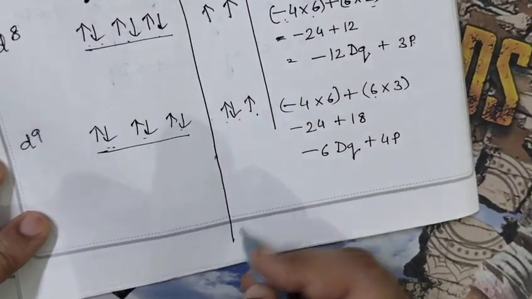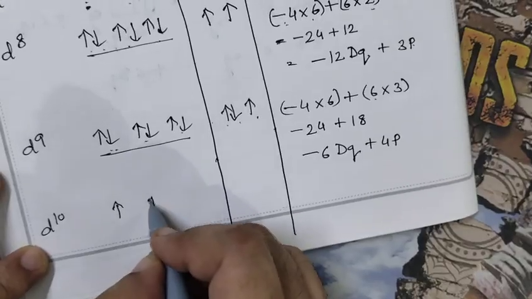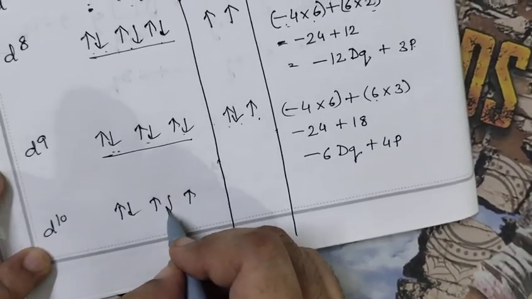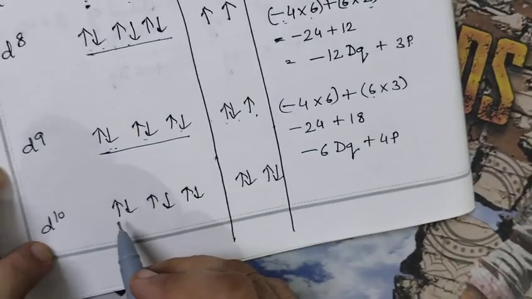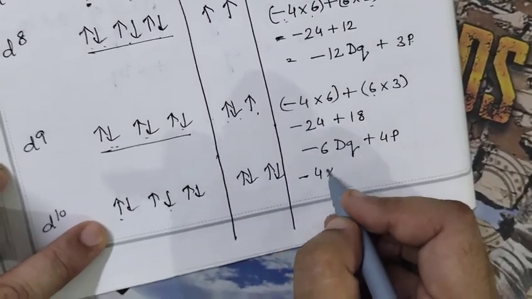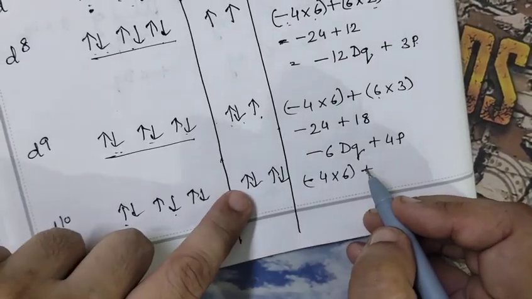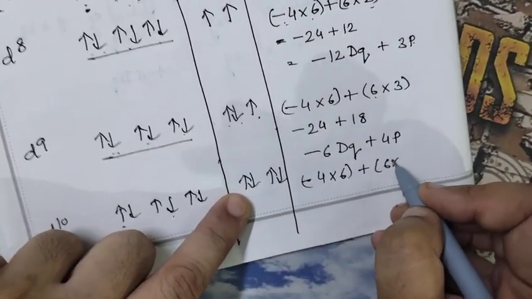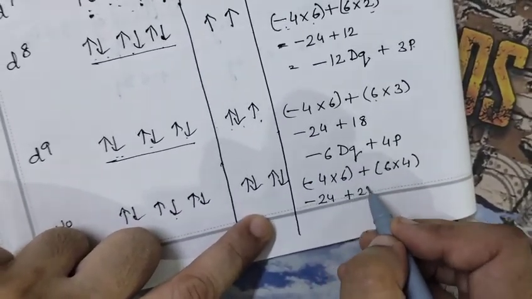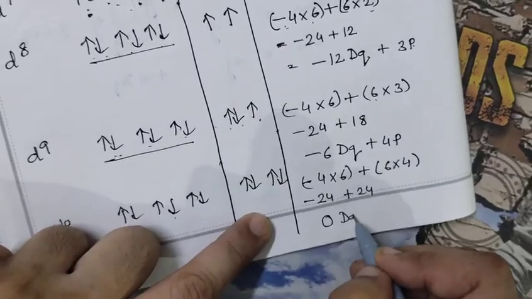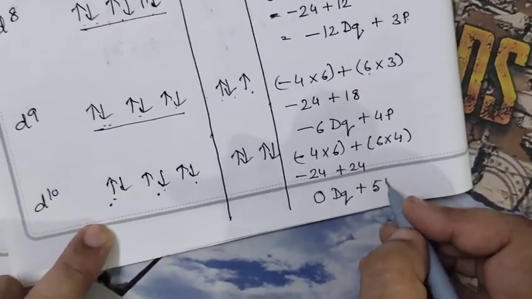And for D10 we will have the filling like this: 1, 2, 3, 4, 5, 6, 7, 8, 9, 10. So minus 4 into 6, plus 6 for each of the 4 electrons in EG. So this is minus 24 plus 24, that is 0 dq. And the pairs are 1, 2, 3, 4, 5, so plus 5p.